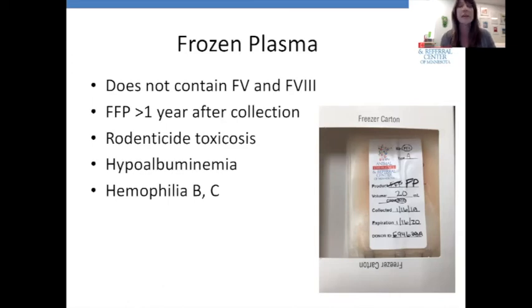So really, if I want to use plasma to raise the albumin, I give it to small patients because those are the only ones it's actually going to do anything in. I'll need too much of it to raise the albumin in a larger patient. We can use this for hemophilia B, which is a clotting factor 9 deficiency, and C, which is a 13 deficiency.